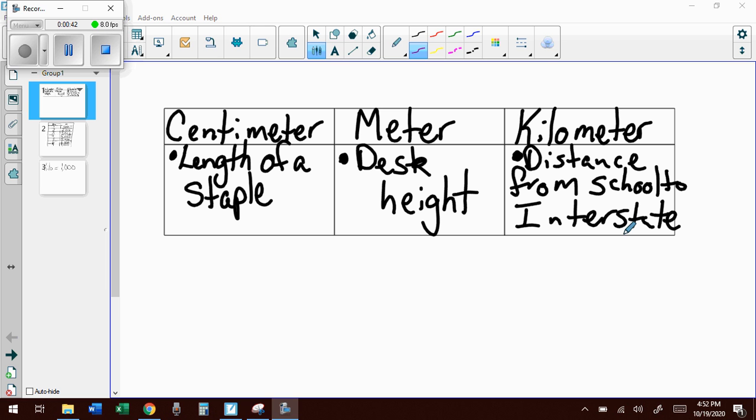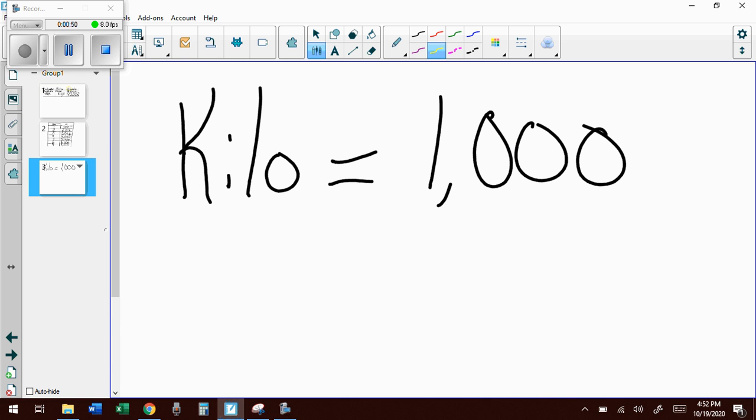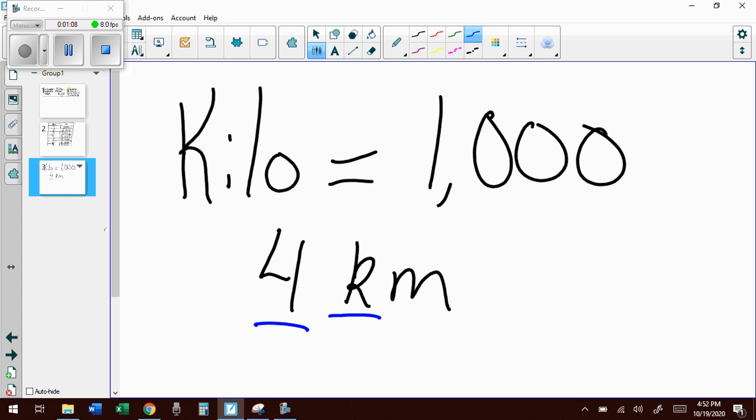We also went over what the prefix kilo means. And the prefix kilo means 1,000. So every time you see something kilo, you will read it literally. So if it's 4 km, that is 4,000 meters.